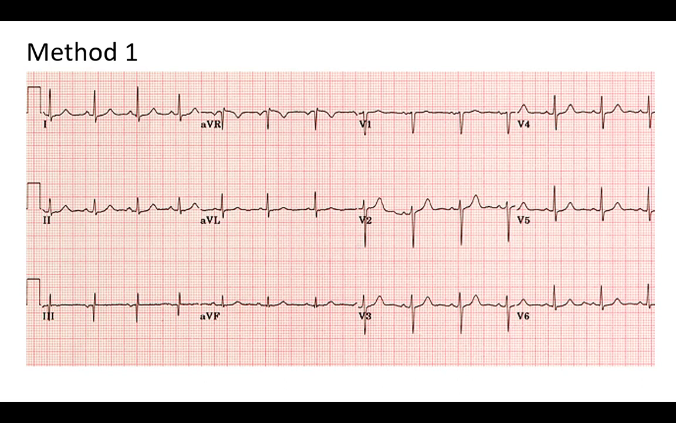So take out your two thumbs of your two hands. Your left thumb is lead 1. Consider your left thumb as lead 1 and right thumb as lead AVF, right? So left thumb lead 1 and right thumb is lead AVF.